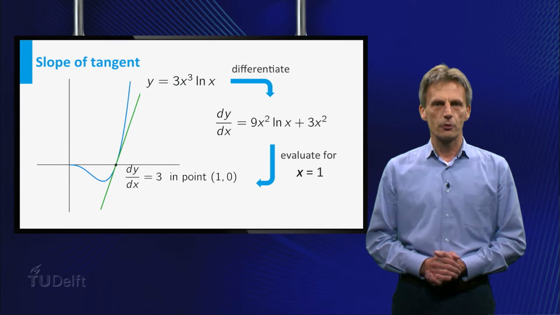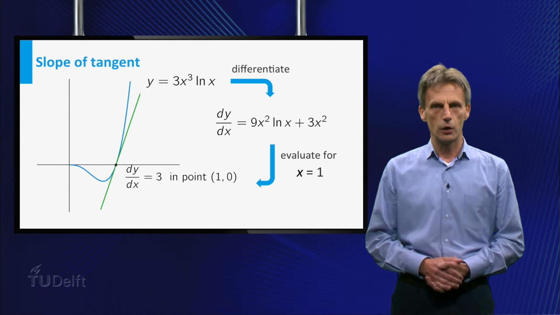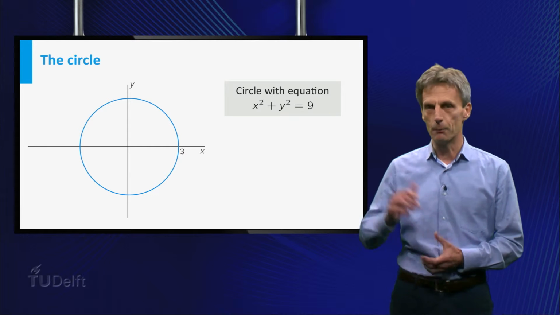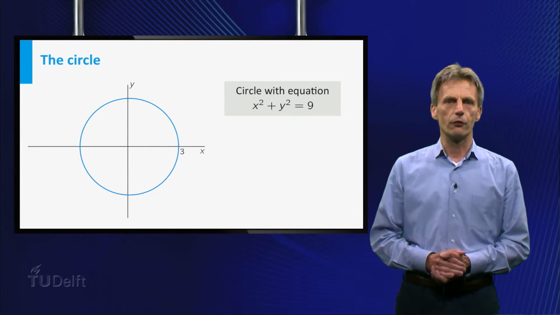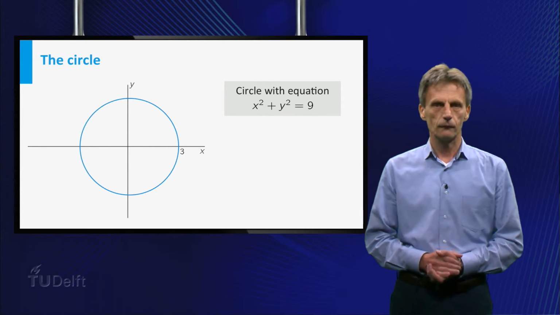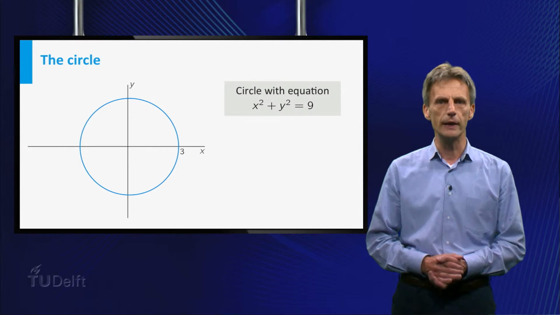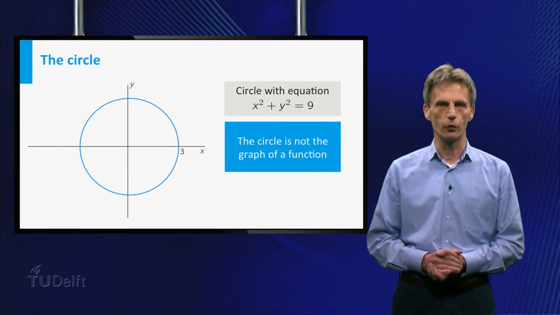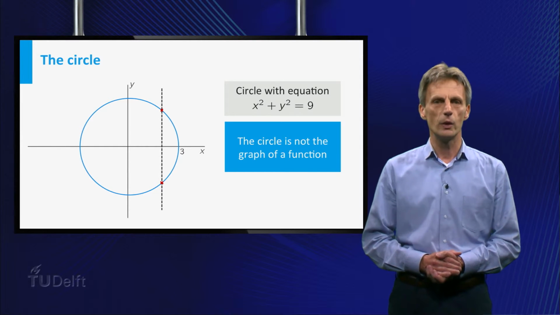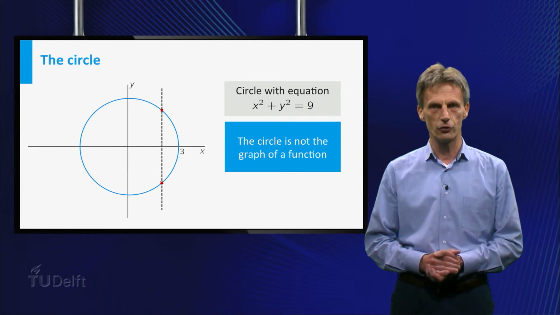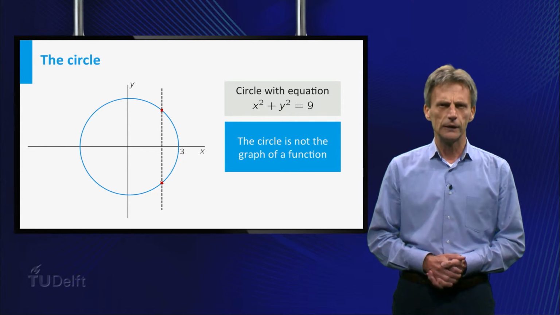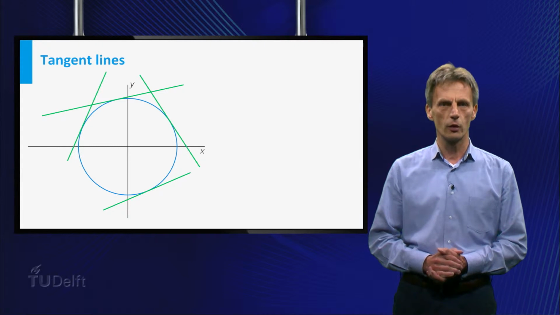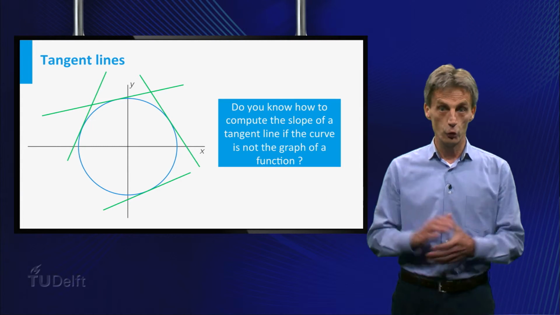Now let's change our perspective by considering curves that are not the graph of a function. Have a look at this example. The circle with radius 3 and center in the origin. This is a well-defined curve in the plane, but it's not the graph of a function, as you can see by looking at the vertical line shown here, which intersects the circle at two separate points. Suppose you need to compute the slope of the tangent line to the circle at one of its points. How do you do this?